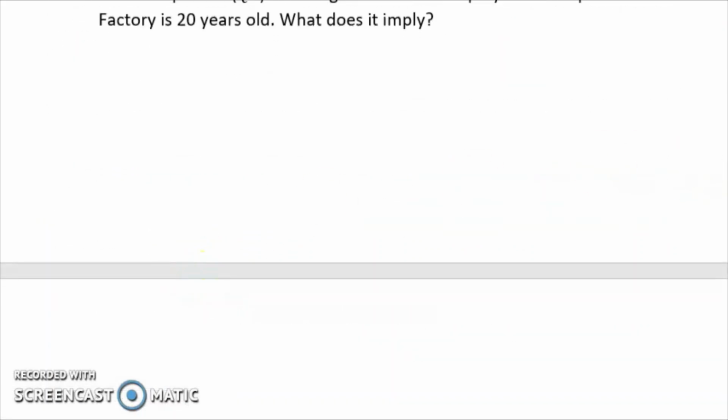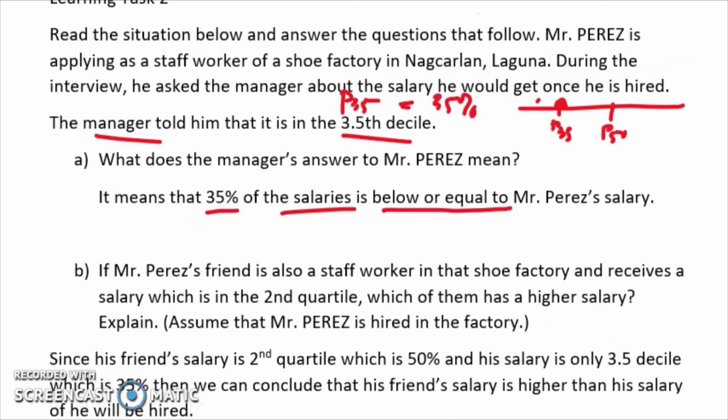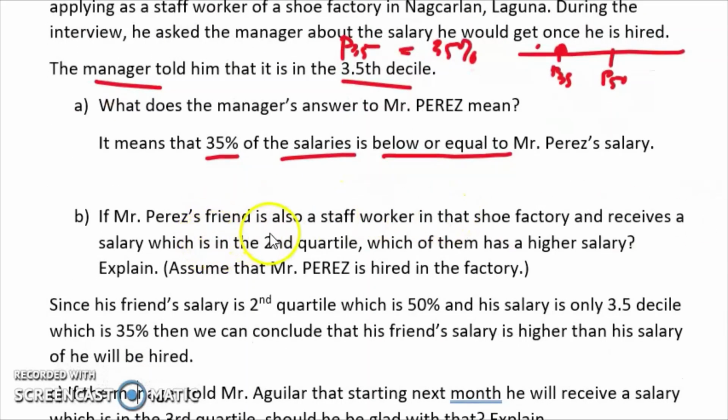Okay. Now, let's go to the second question. If Mr. Perez's friend is also a staff worker in that shoe factory and receives a salary which is a second quartile, which of them has a higher salary? Sino daw yung mas malaki yung salary? If we are going to look at it, this is a second quartile. If we are going to convert it into percentile, that is P50, which is 50%.